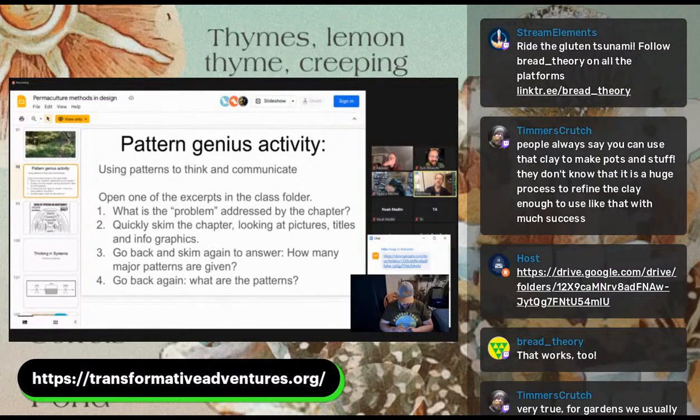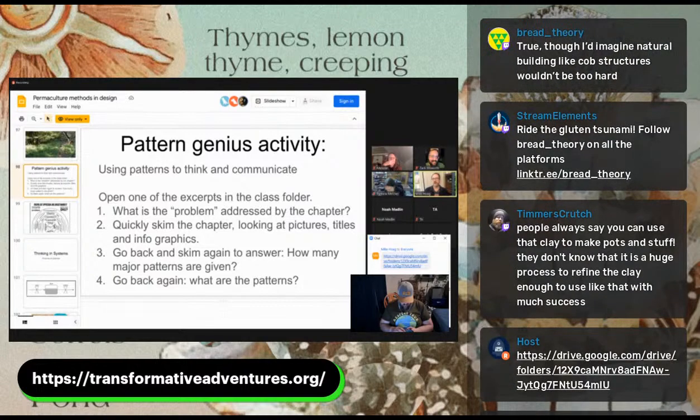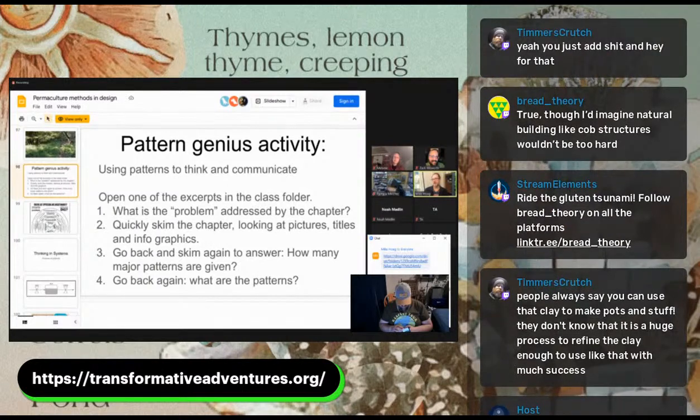the problem? Then next, go back and one time really quickly skim through the pages and try to answer how many major patterns there are, and then try to memorize some of them. What are the patterns that are being given to solve the problem? And keeping in mind, we can read any textbook this way. And if you get in the habit of reading textbooks this way, you will do way better in all of your classes, I guarantee you.